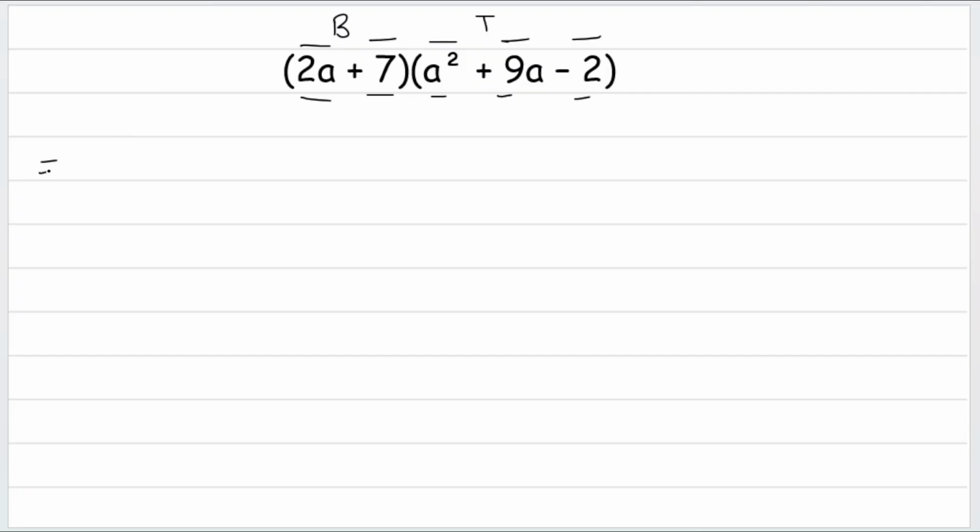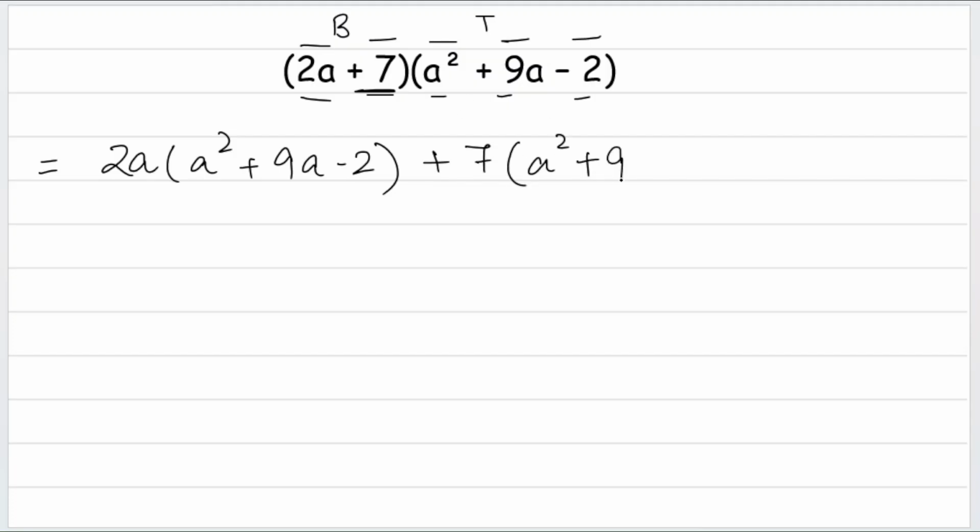So let's write it. The first term of the first bracket is 2a. This 2a will be multiplied with the second bracket, a square plus 9a minus 2. The second term of the first bracket is plus 7. So write here plus 7, and then we will multiply it again with the second bracket. That's it. So the terms of the first bracket get multiplied with the second bracket. Now, what is this? This is nothing but the distributive property.